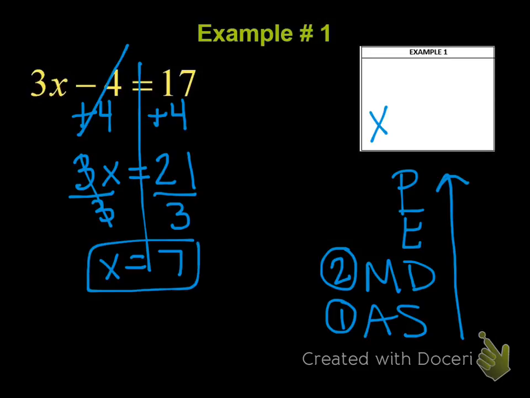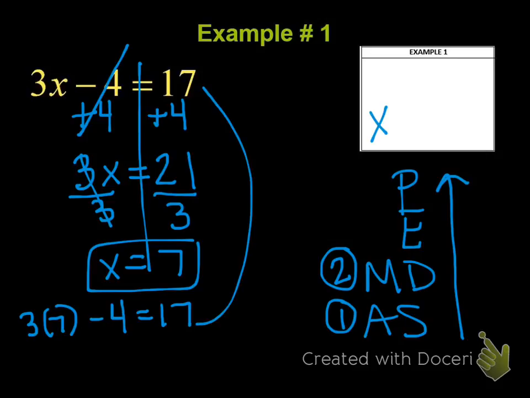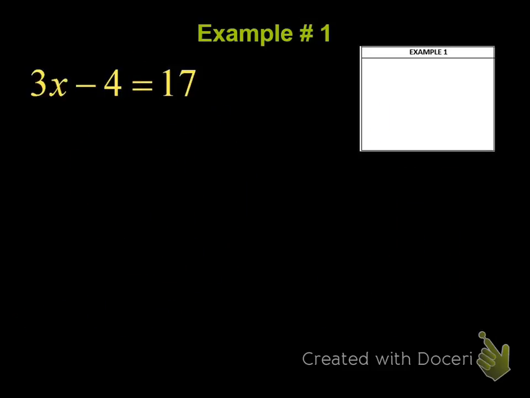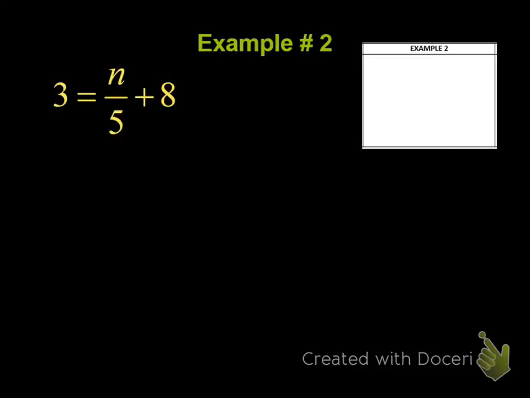Now to check that, I would take 3 times 7 minus 4. 3 times 7 is 21. 21 minus 4 is 17, which is the answer clear up here. So I know that x equals 7 is correct. If I take a look here at example number 2, I notice that I have 3 equals n divided by 5 plus 8. Again, please put that work in the example 2 box.